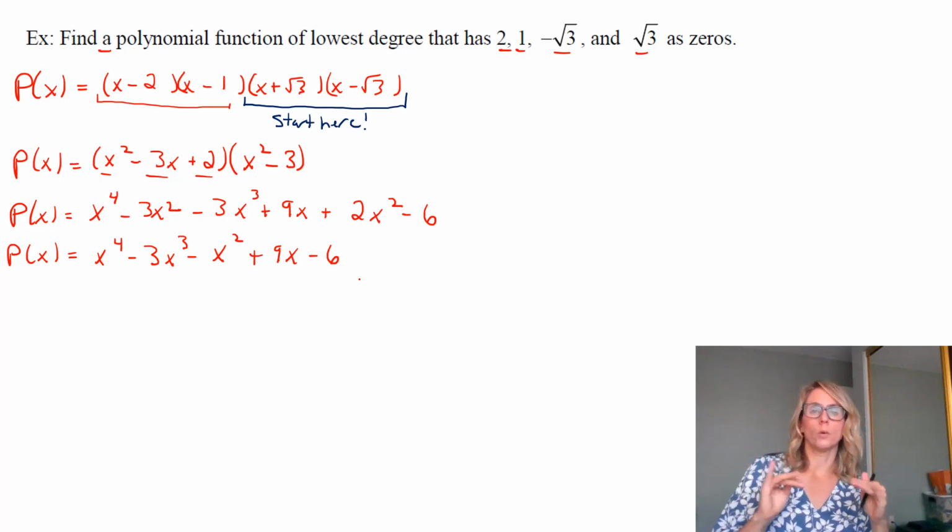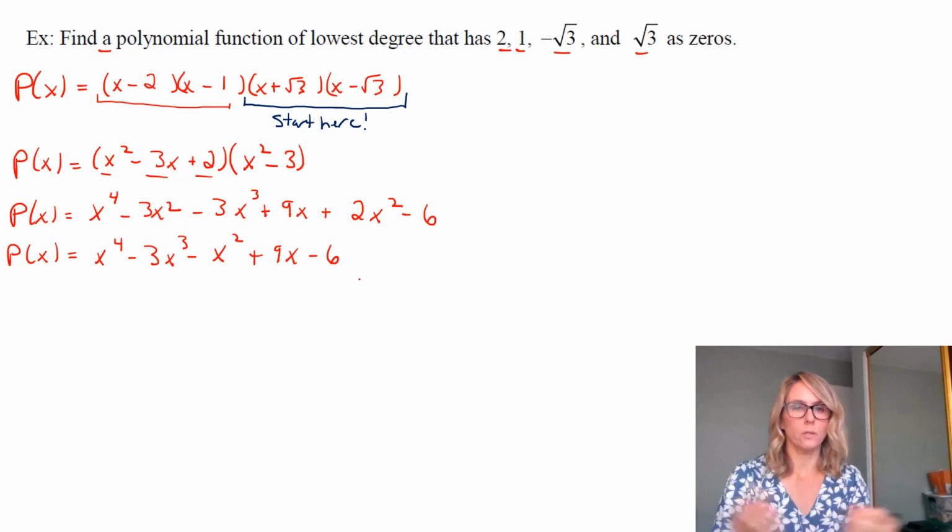So there it is. That is the lowest degree because it has a degree of 4, 4 zeros, degree of 4. And that's our polynomial written in polynomial form.